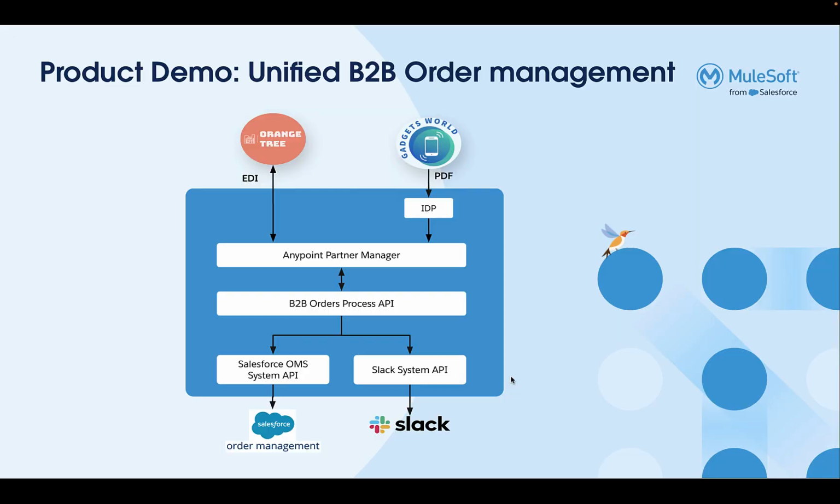All right, so that covers our first use case of receiving EDI X12 order transactions from our first customer, Orange Tree. And we're now going to shift gears into looking at how we are able to process the PDF purchase orders coming from Gadgets World, leveraging MuleSoft IDP, and then leverage all the assets that we have provided from the Salesforce OMS Accelerator, including the Partner Manager templates and the process and system API templates, to also process the purchase orders received through PDF documents.